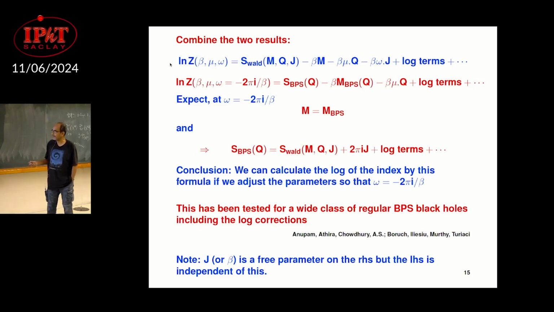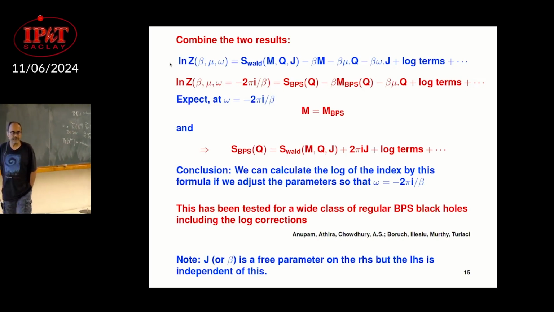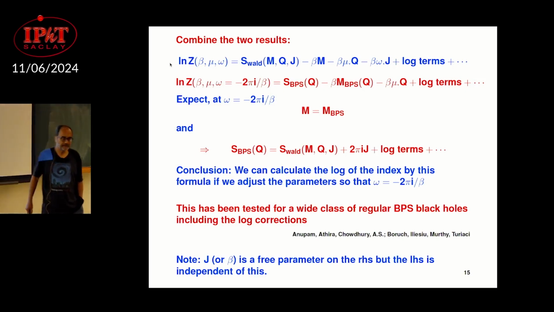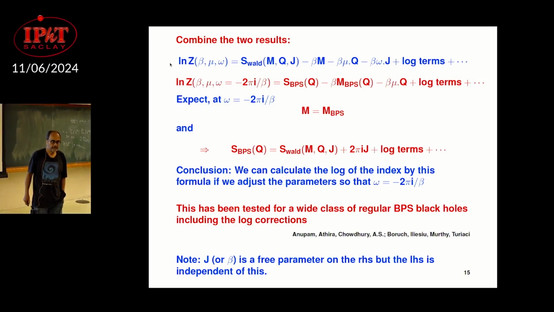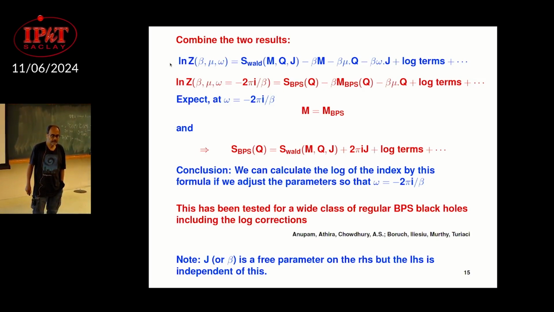And that again has been tested for these black hole solutions. Yes. These are the states for which there's a mass gap above, is that correct? Yeah, these are BPS states, so there is a mass gap indeed.